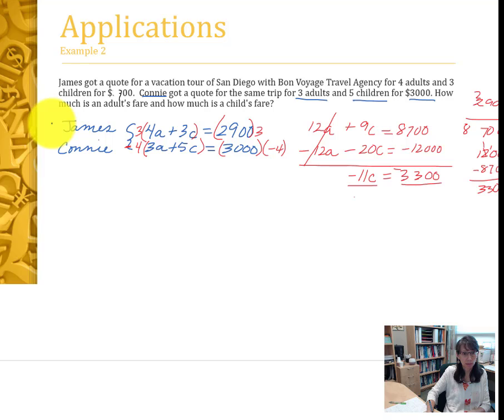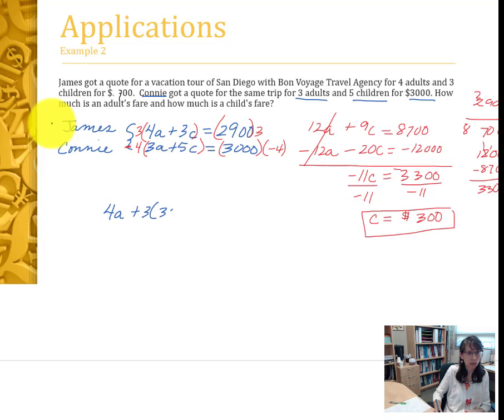Each side now is divided by negative 11. So c, or cost of children's tickets, must be $300. Now that we know the cost of the children's tickets, we can go back to either one of those original equations and make the substitution. So 4a plus 3 times 300 equals 2,900. 4a plus 900 equals 2,900.